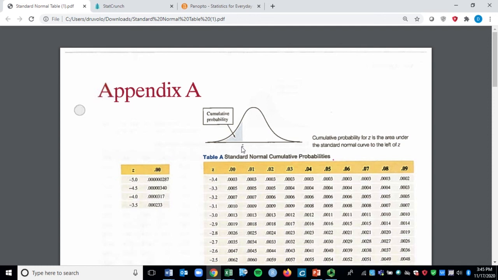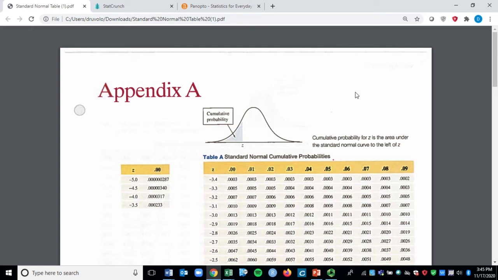Basically what this table is doing is starting at negative infinity and adding up all the area until it gets to the z-score. This is what we call a cumulative probability. It's adding up all the probabilities up to that point. That's not how the binomial table works.